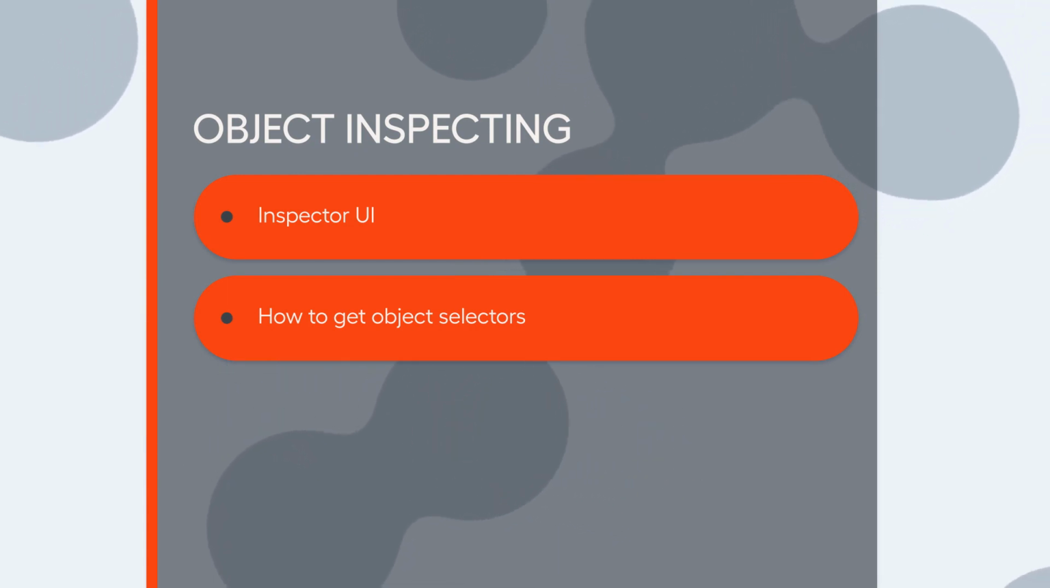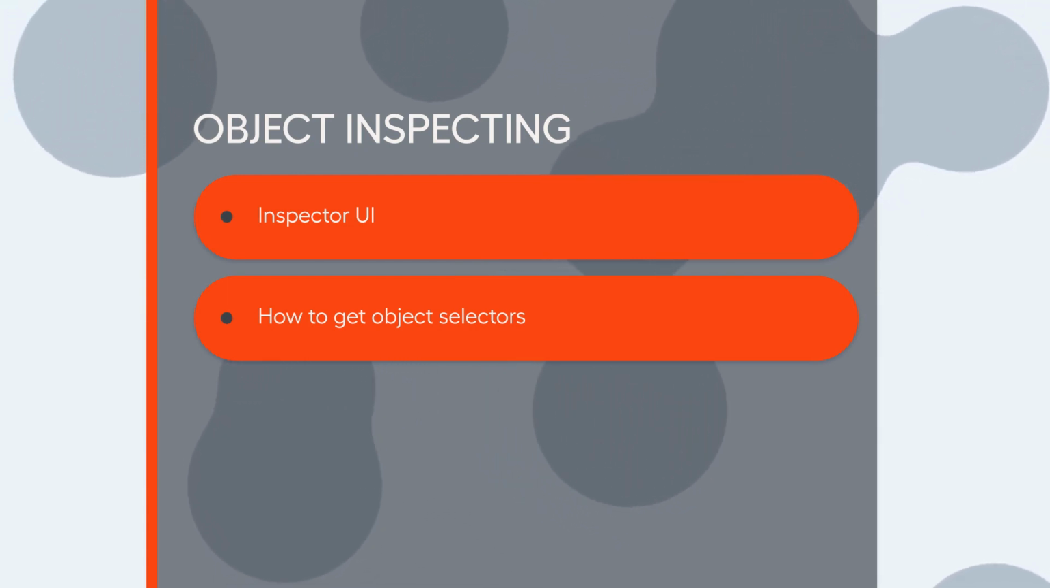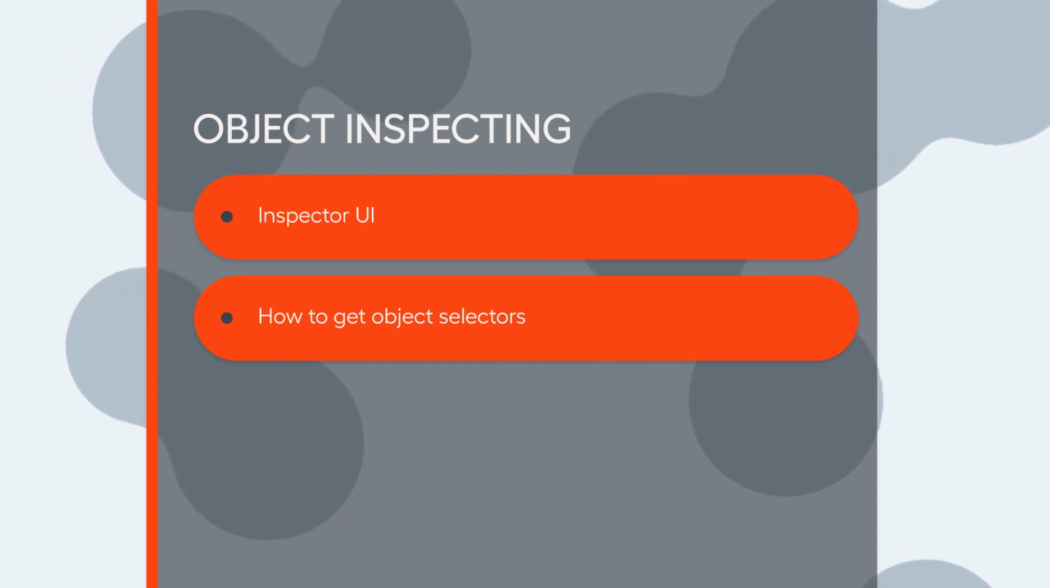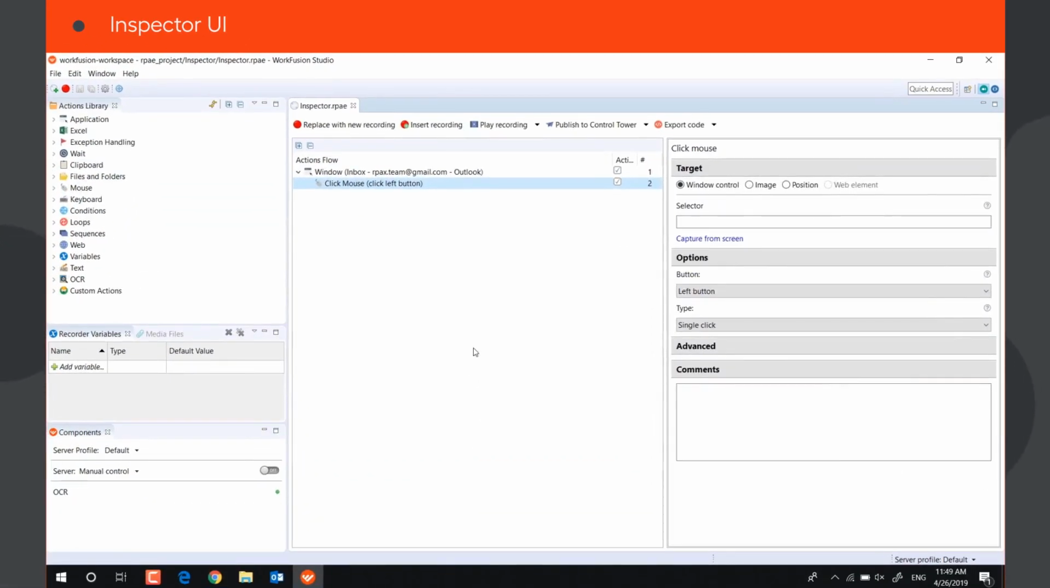This video will show you how to use the Inspector tool that comes with WorkFusion Studio. Inspector was designed for advanced selector analysis and allows you to get selectors of particular desktop controls. You may also need to use it when other options, such as capturing selectors via recording and capture from screen, don't give you the right selector.